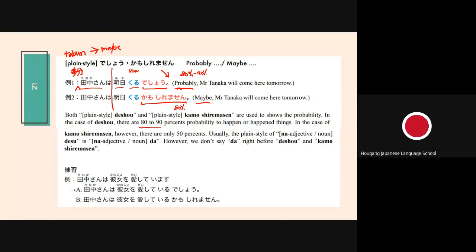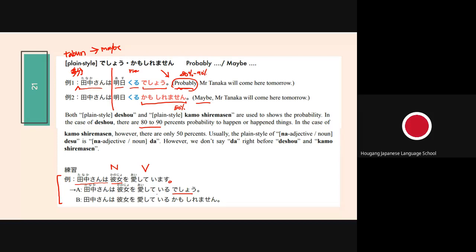I think we saw this part before also. Tanaka-san wa kanojo, the noun is she, or girlfriend, aishite imasu. Tanaka loves her, or loves the girlfriend. If this is a statement, it probably should be 100%, though of course you may be wrong. But he probably loves her. We use probably now, 80-90%, desho. Tanaka-san wa kanojo aishite iru desho.